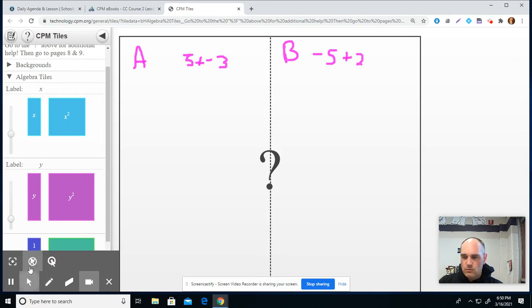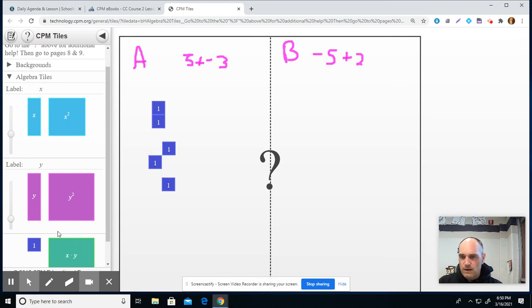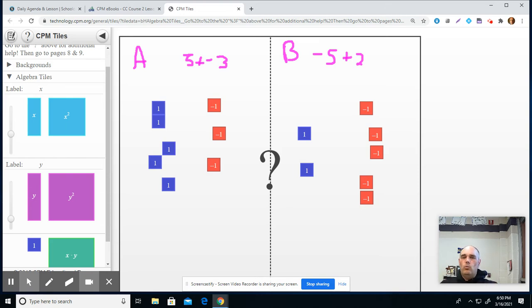All right, so I'm going to drag my tiles up. So we have 5 positives, 1, 2, 3, 4, 5, and we have 3 negatives, 1, 2, 3. Over here, we have 5 negatives, 1, 2, 3, 4, 5. So we're going to switch them on over. There we go. So there's 5 negatives, and now I have 2 positives. All right. So our job is to find out which side is larger. And we have to do this two different ways.